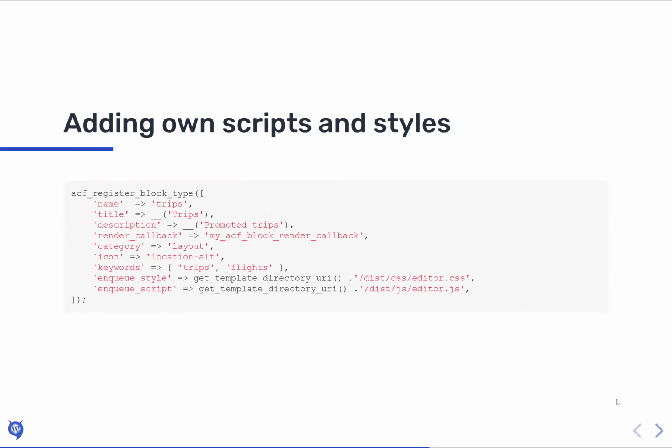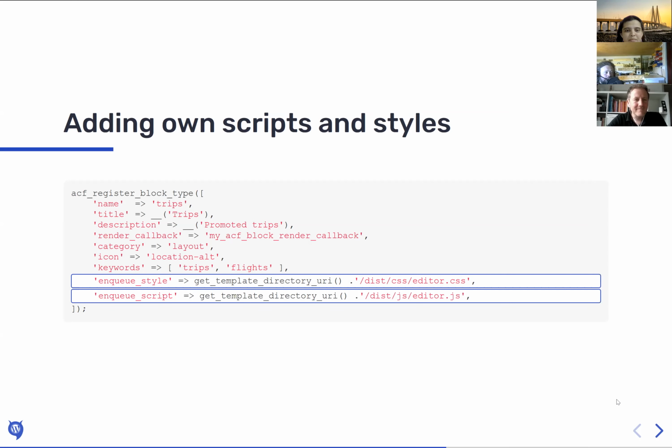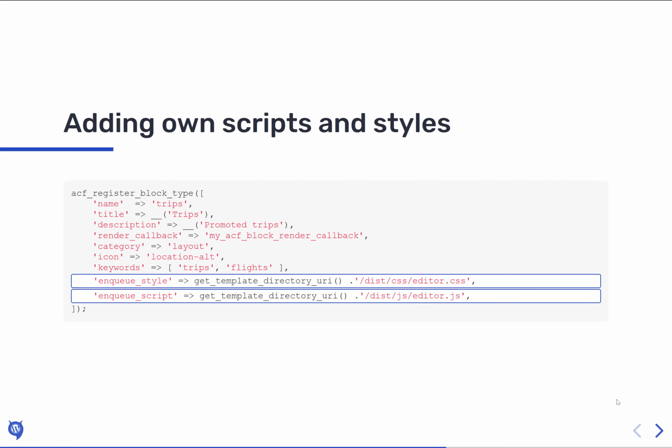There is also another way. We can do it during the registration of a block type using those two parameters, enqueue_style and enqueue_script. There is no better or worse way to do it. It just depends on how you separate your styles. Because if you have one big CSS file for all the blocks, using the way shown a slide ago is a bit better. But if each block has its own CSS and its own JS, this way will be a bit better.